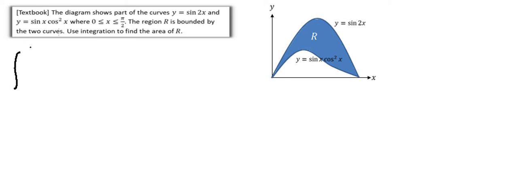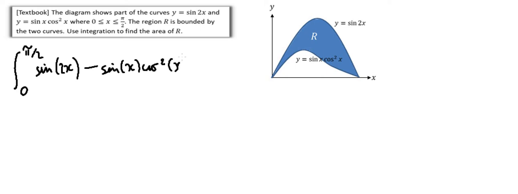So set up our integral. We're given limits. It's from 0 to pi over 2. So first thing, we'll do the first function, which is sine of 2x. And then we're going to subtract the other function, sine x cos squared x dx.